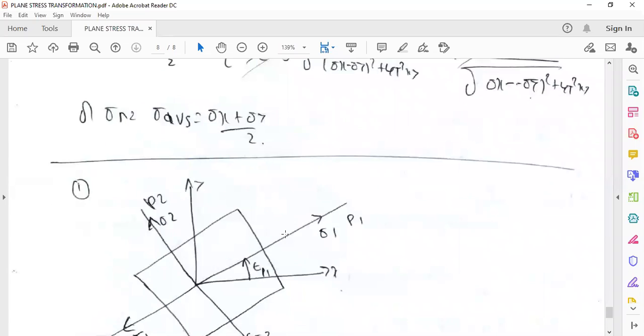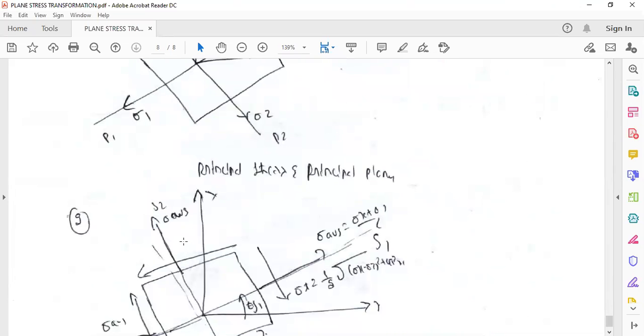Finally, we need to represent this. Sigma 1 is acting at some angle theta p1. I don't know the angle, I will just write theta p1. Sigma 1 is positive or negative, which we don't know. In this case, we got positive. Sigma 1 acting away from the body. Plane p1 is at an angle of theta p1. Plane p2 will be 90 plus theta p1, and then this is plane p2, where sigma 2 is represented.